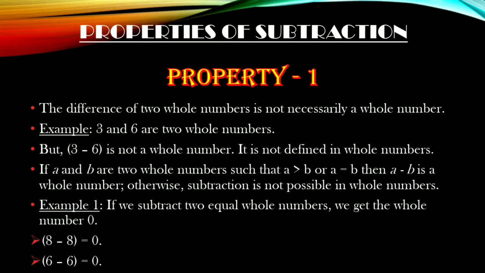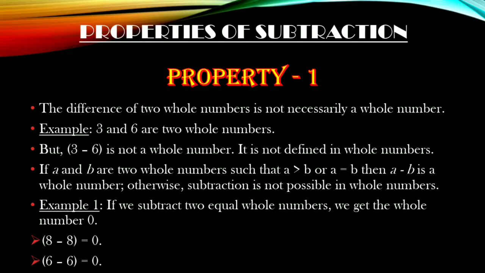Next, if A and B are two whole numbers such that A is greater than B or A is equal to B, then A minus B is a whole number. Otherwise, subtraction is not possible in whole numbers.